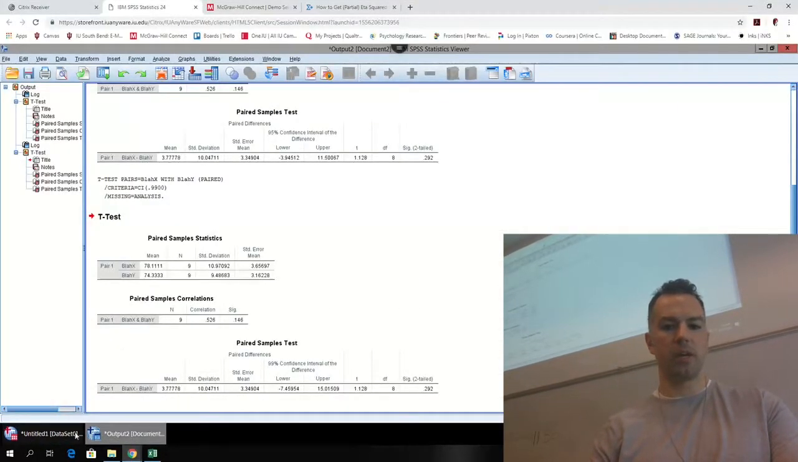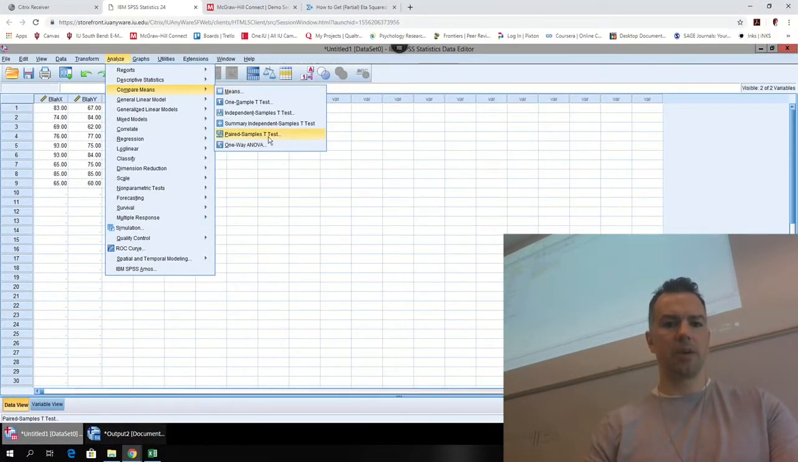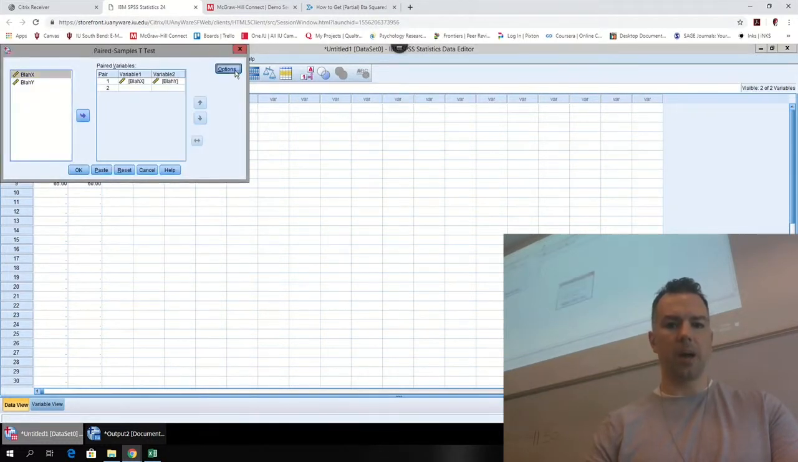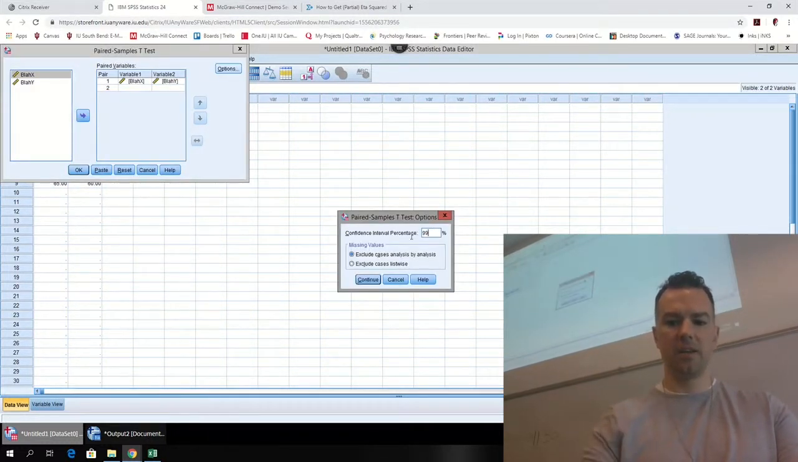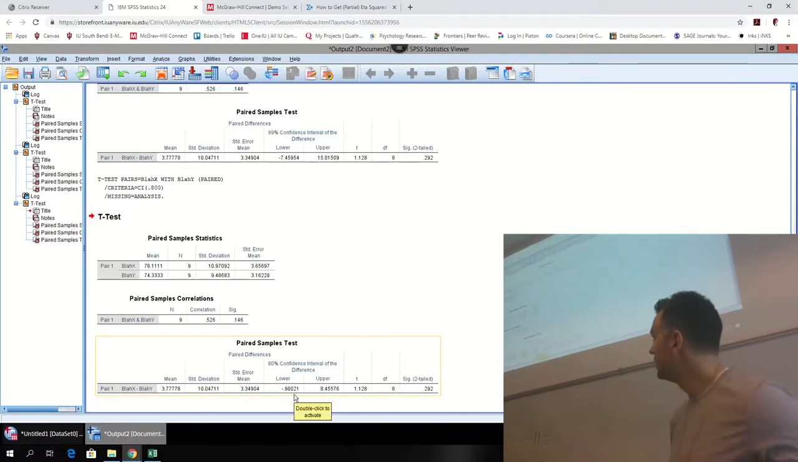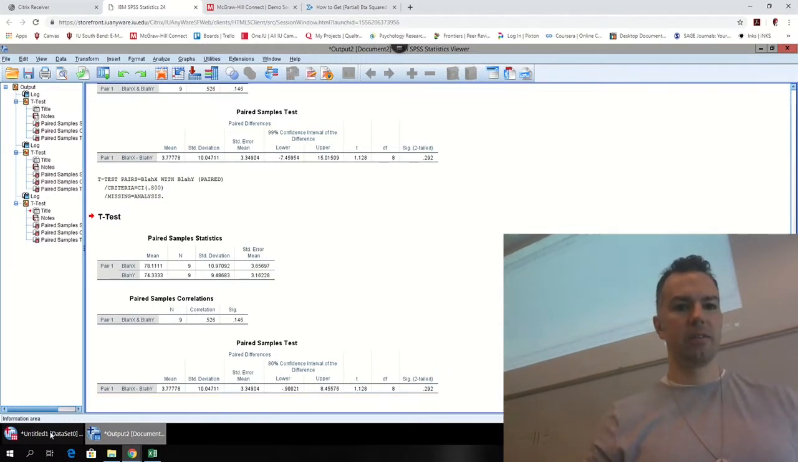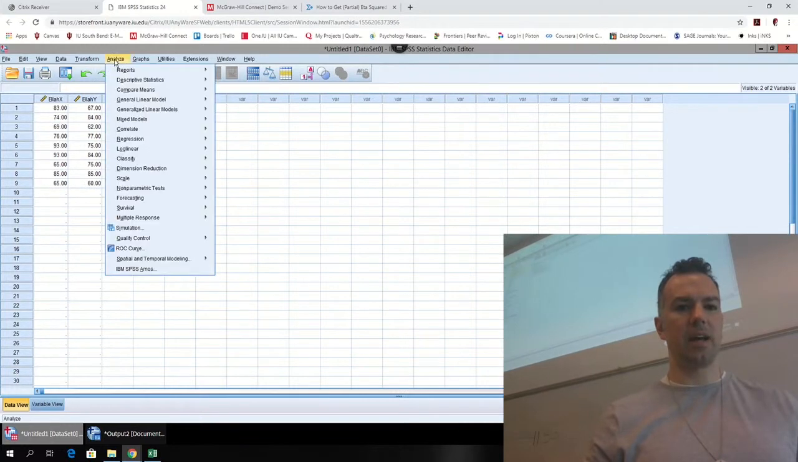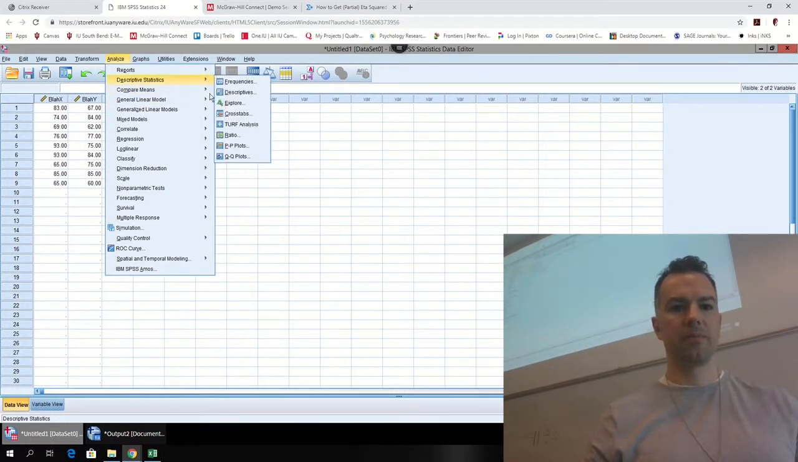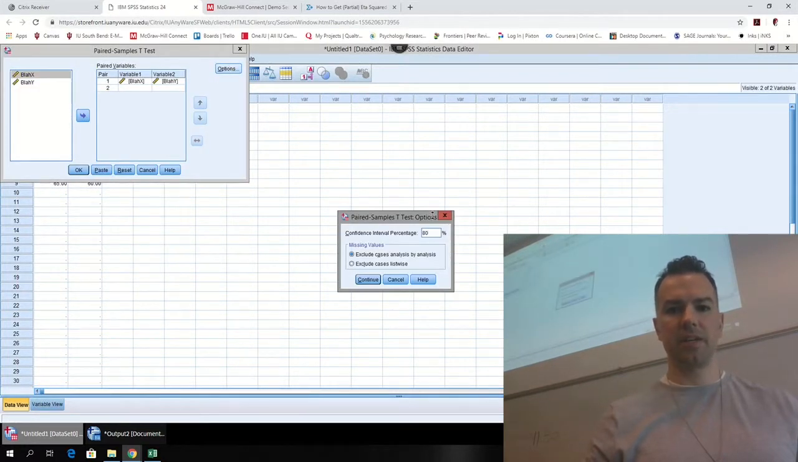And actually, let's see if we can, we'll run this one more time. So analyze, compare means, paired samples t-test. If we go to options, let's drop this down to 80. Let me hit OK. Still, even with 80, you'll notice right there we have that still negative lower bound. So if we do this one last time, whoops. Let's drop this down to 70.